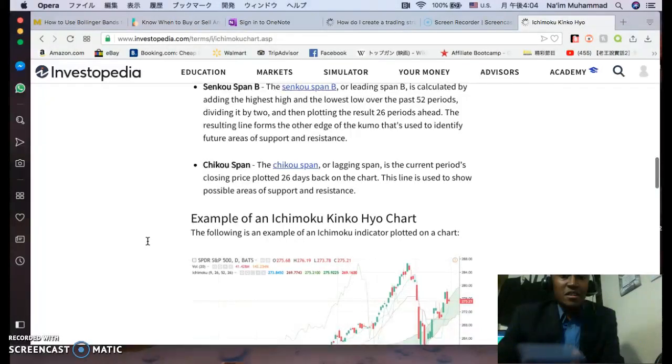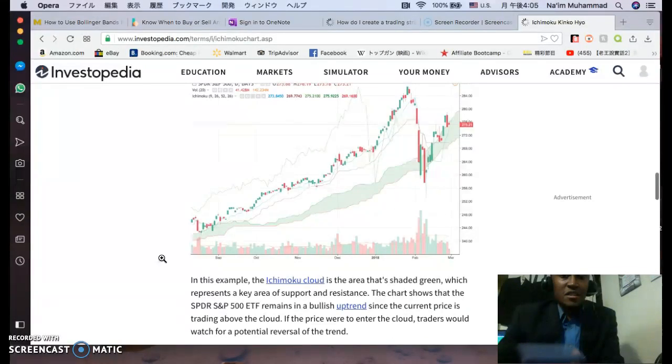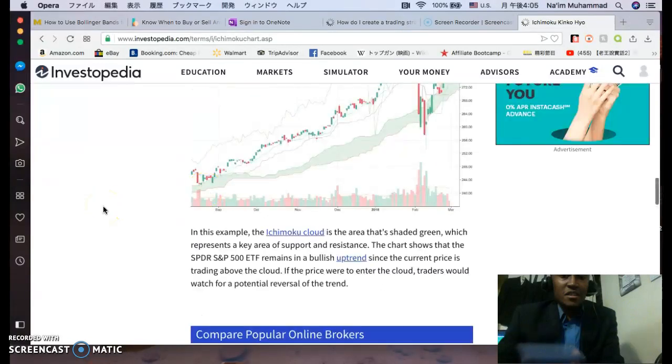We're just going to go over some examples here. The following is an example of an Ichimoku indicator plotted on the chart. Here's the first one. In this example, the Ichimoku cloud is the area that's shaded green. It's right there on your screen, right below the candlesticks. It represents a key area of support and resistance.